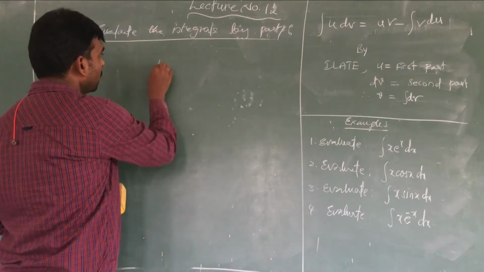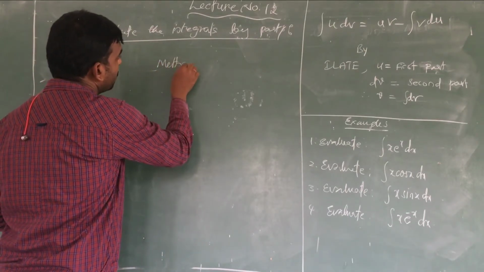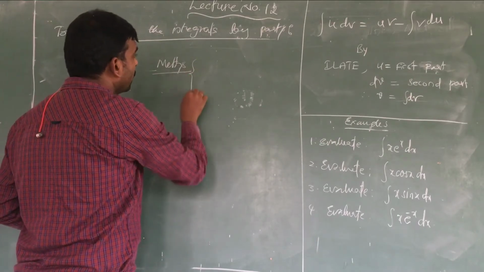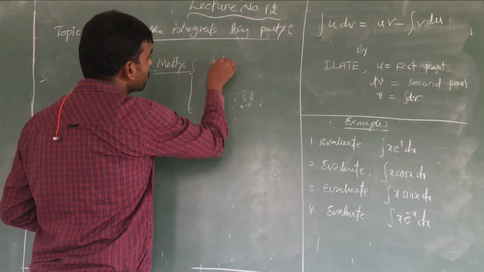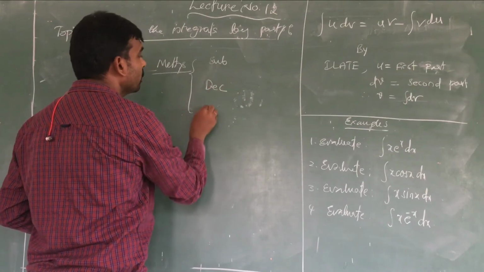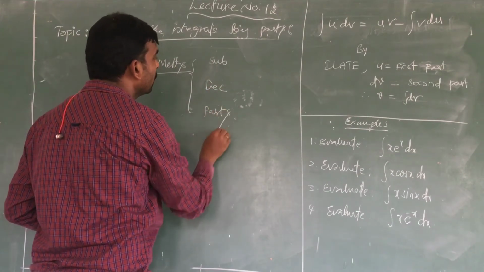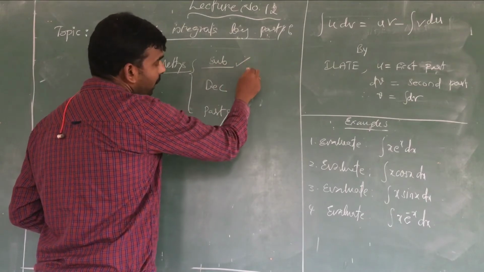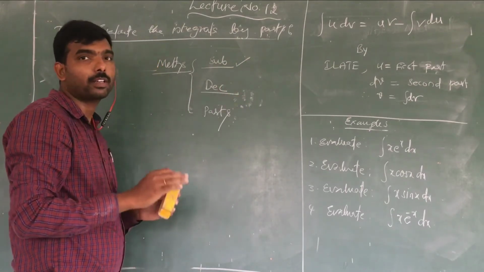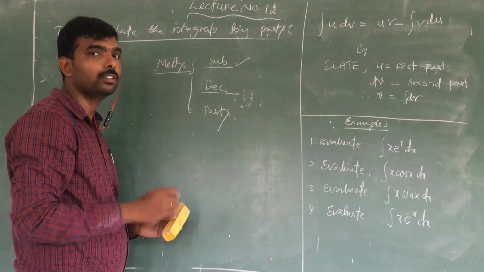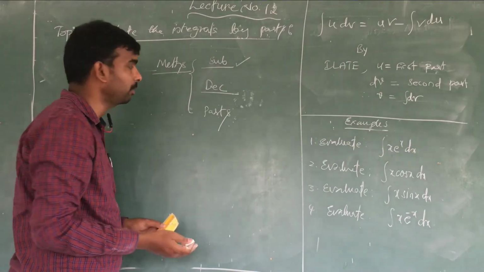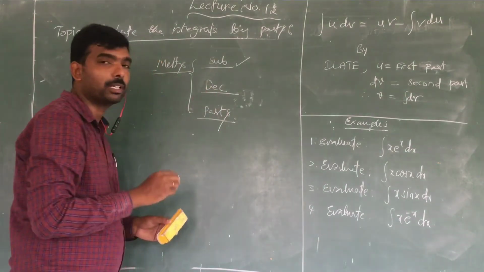Previously we have discussed that there are three types of methods in integration as per your content. One is substitution, second one is decomposition, third one is by parts. Substitution has different forms. Decomposition is simple partial fractions: the given integrand, you have to partial fraction and integrate. By parts, now we are going to see.